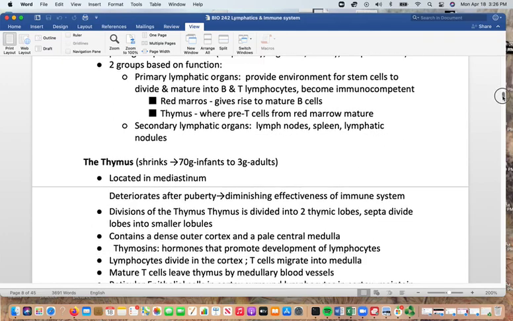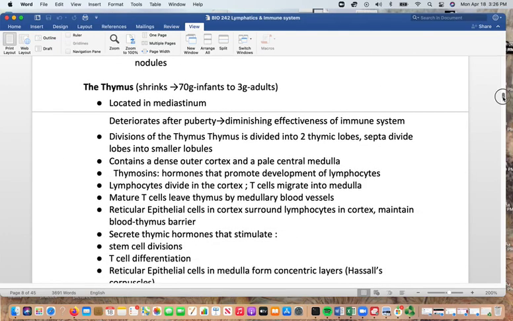So your thymus is going to shrink as you become an adult. It starts out being 70 grams in an infant, and then it will shrink down to 3 grams as an adult. It's located in your mediastinum, and it's going to deteriorate after puberty, and eventually you'll have diminishing effectiveness of the immune system as you get older.